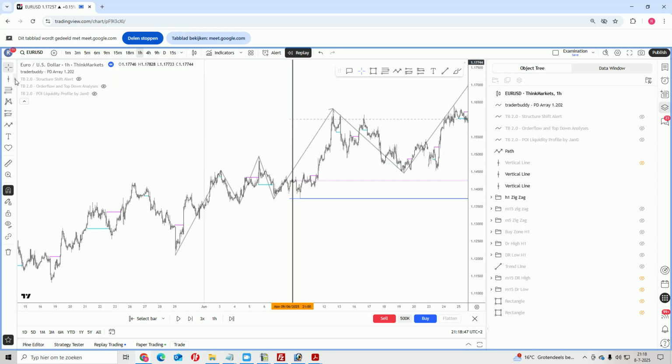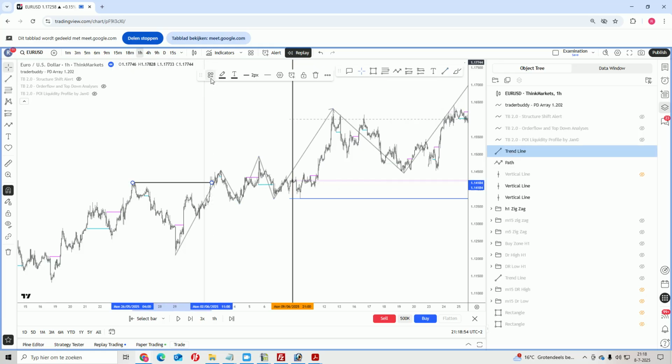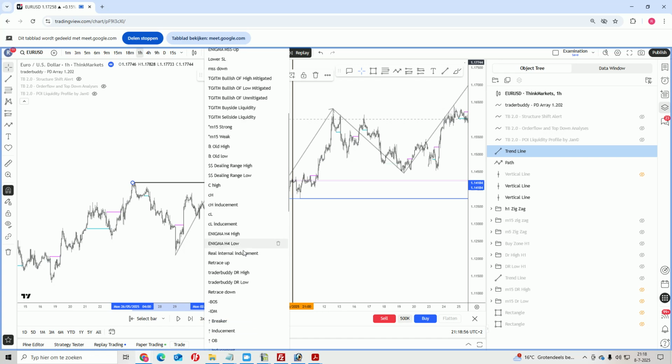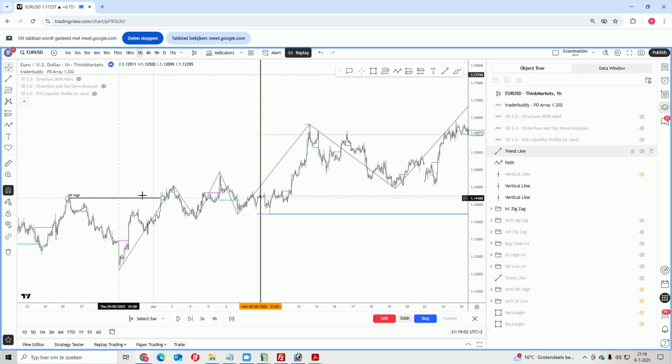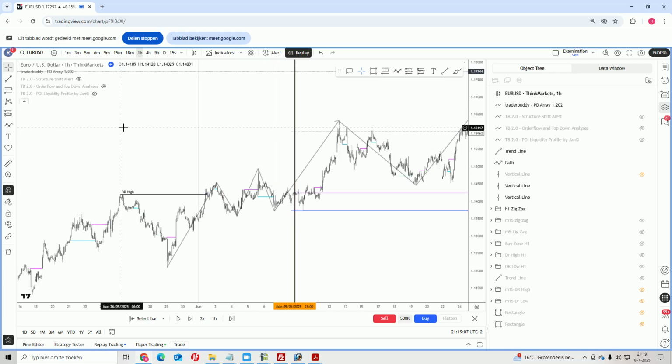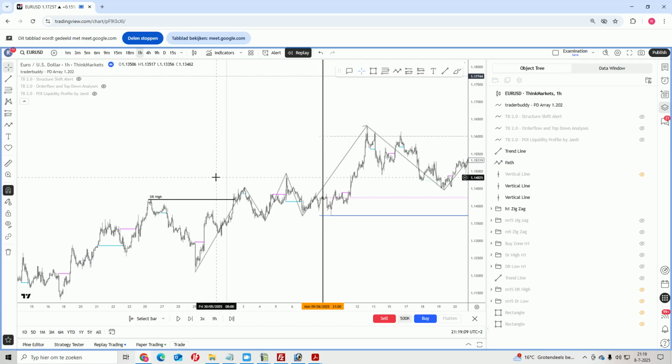So here, if we start looking here, this here is our dealing range high, DR high, Trader Body DR high. Okay, and we're making higher highs and higher lows, so we are in an uptrend. When we are in an uptrend, how do we define a dealing range low? Who can tell me? You can either use your microphone or you use the chat.